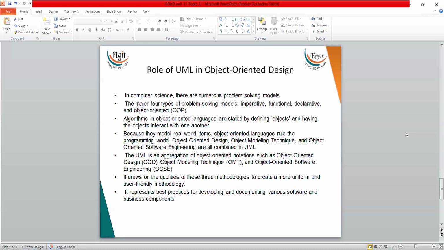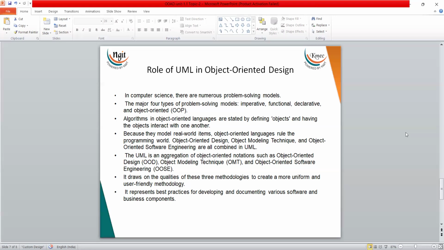Role of UML in object-oriented design. So in computer science, there are numerous problem-solving models. The major 4 types of problem-solving models are imperative, functional, declarative, and object-oriented programming. Algorithms in object-oriented languages are stated by defining objects and having the objects interact with one another, because they model real-world items. Object-oriented languages rule the programmer's world.